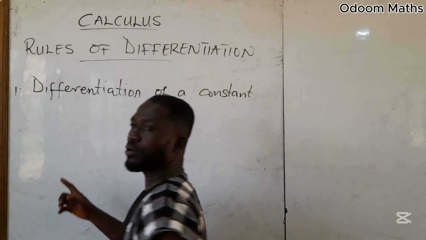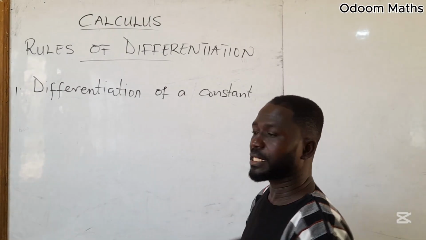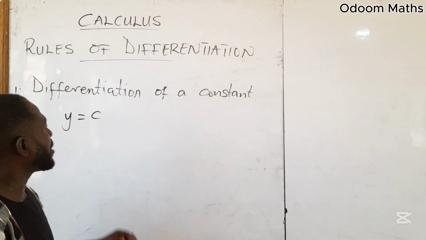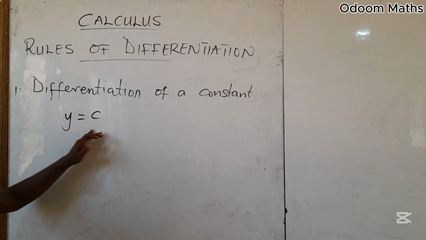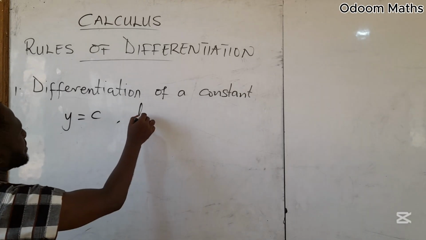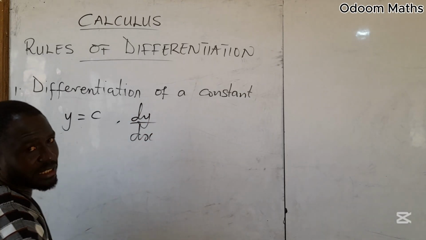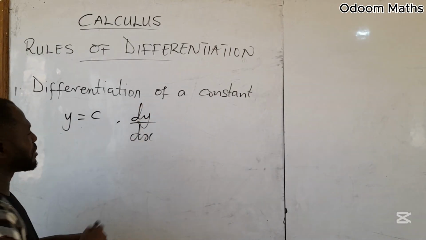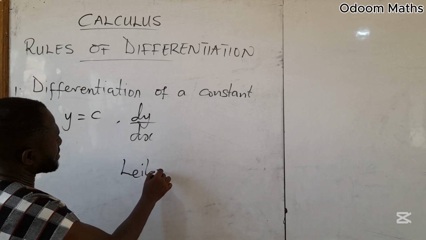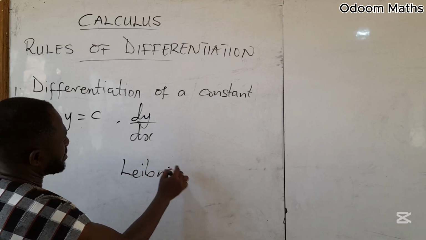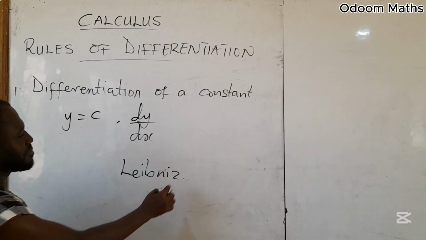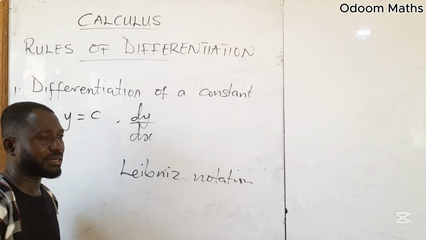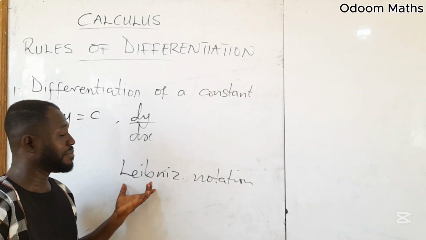The first rule we are looking at is differentiation of a constant. Let y equal the constant c. How do we differentiate this constant c? Differentiating is just finding the derivative dy/dx of this constant. This is the Leibniz notation, sometimes called the French, the Leibniz notation.